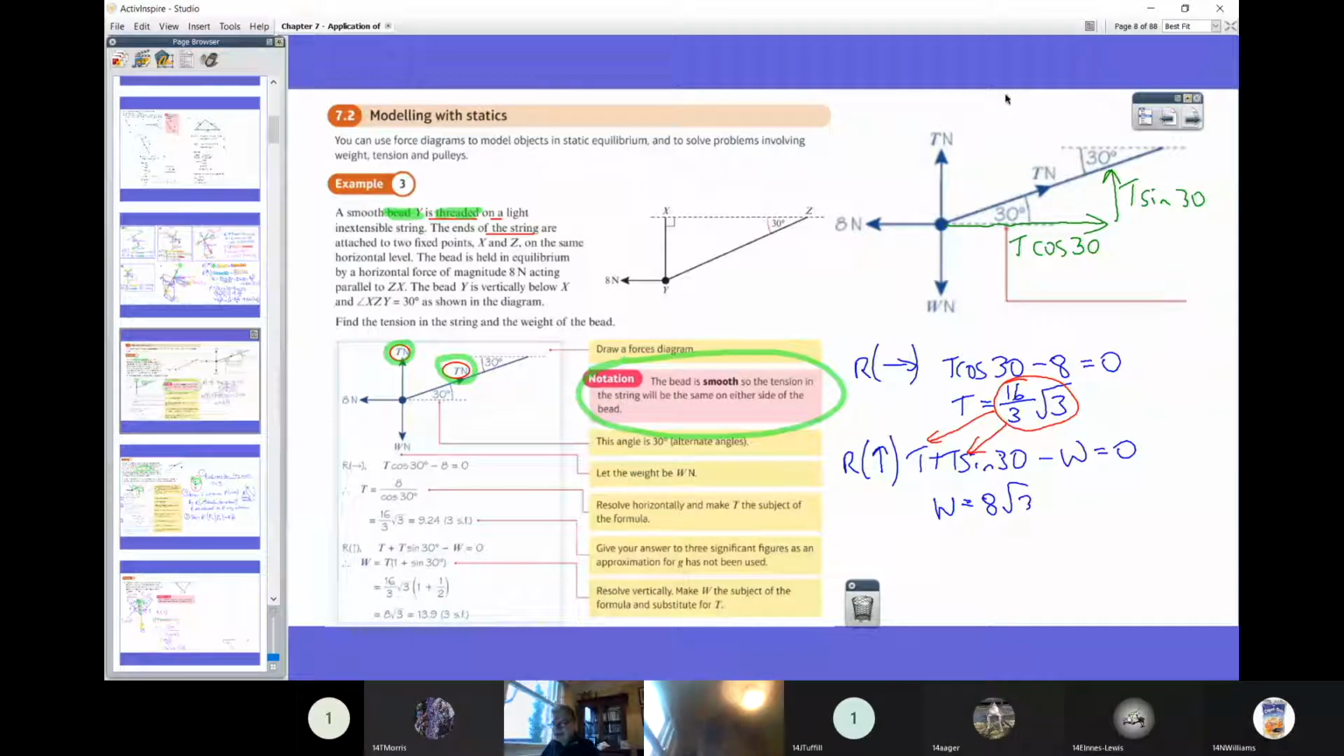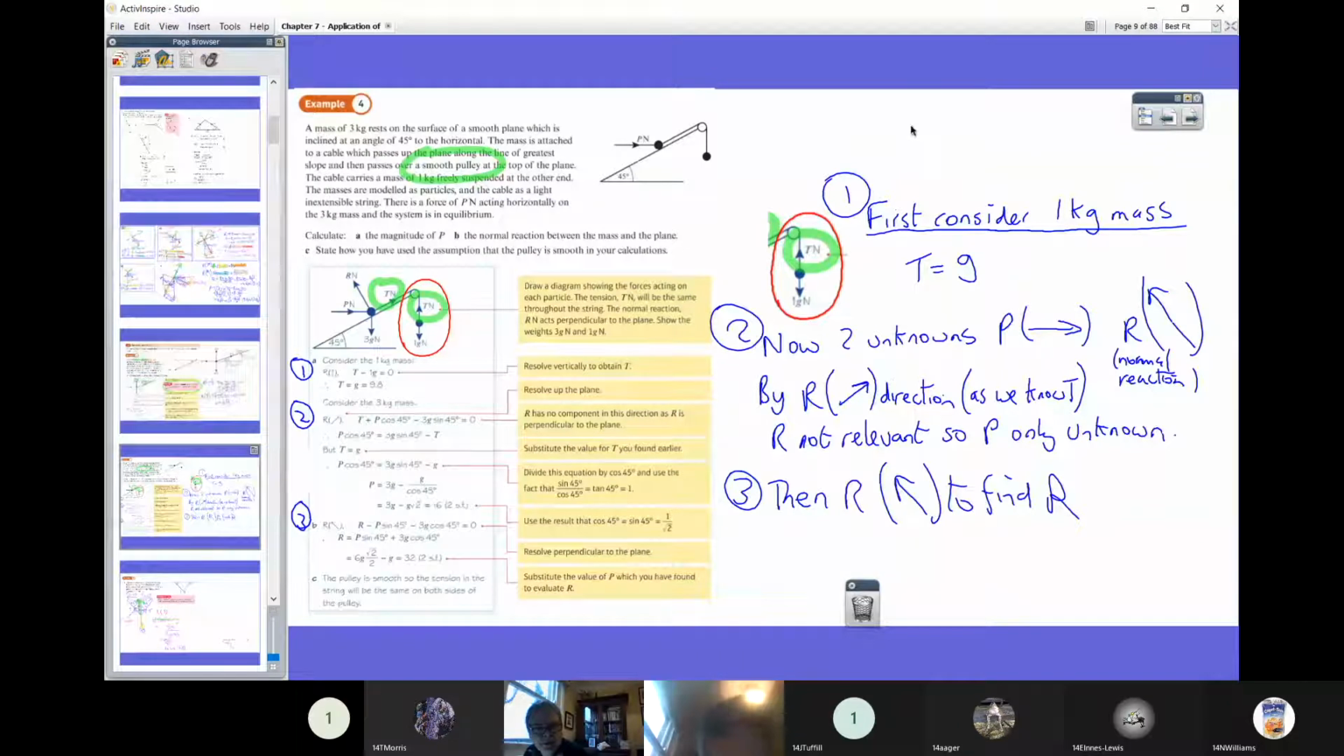Now, example 4, just wait for it to click through. There we go. A classic pulley question. Let's see what's going on. We've got a mass of 3 kilograms resting on the surface. It's going over the pulley and coming downwards. We're told it's at 45 degrees. It's a smooth pulley, so there's no friction involved. We'll come on to that later this chapter.